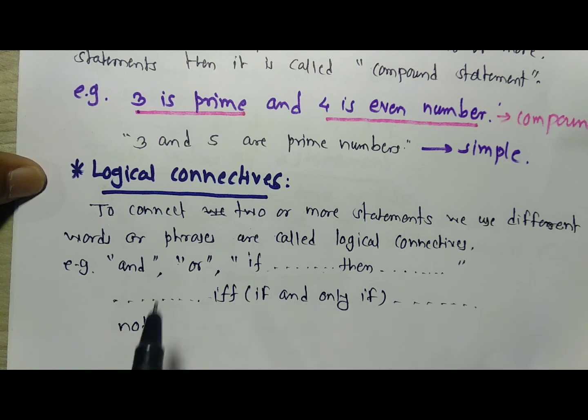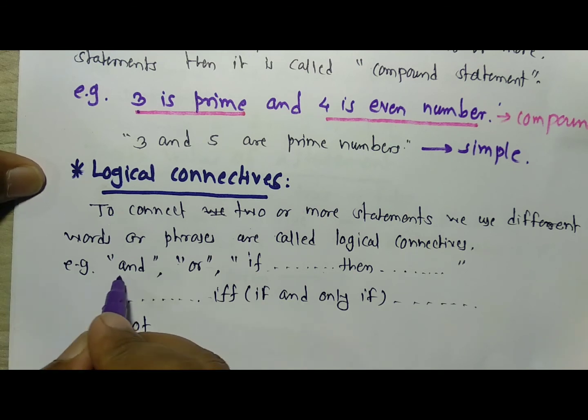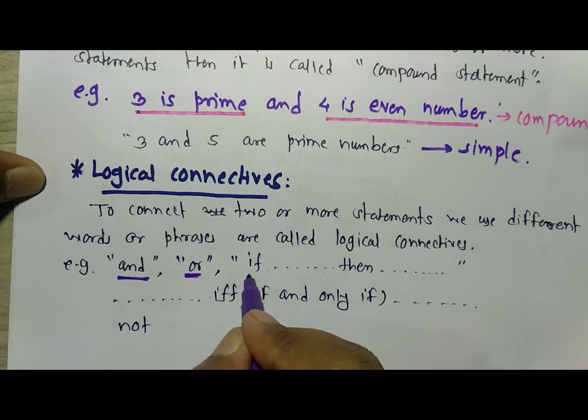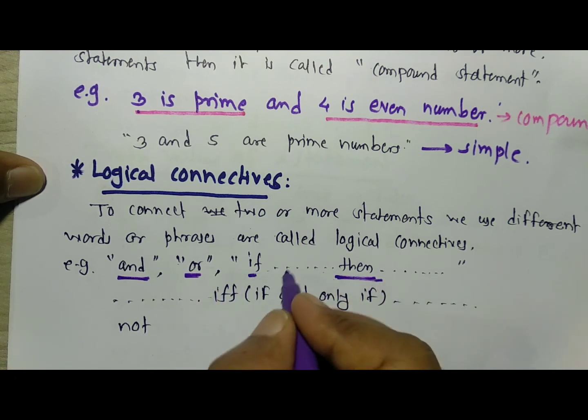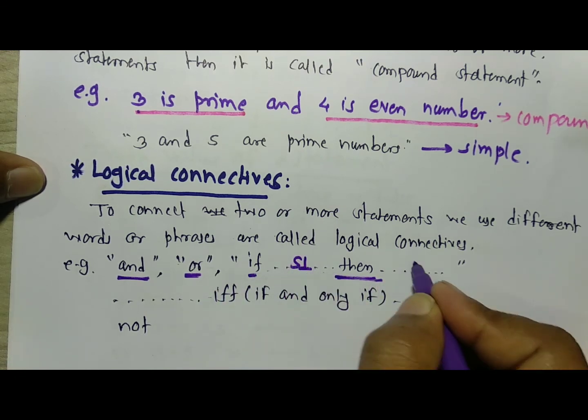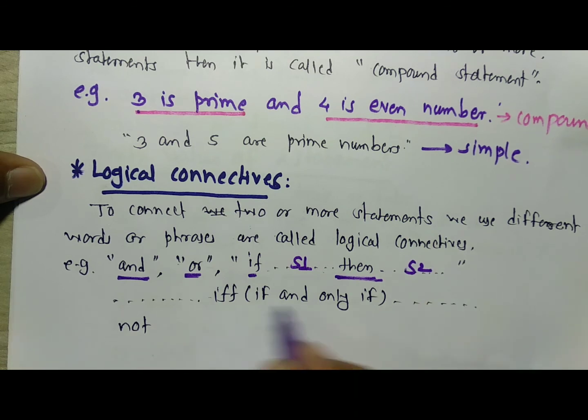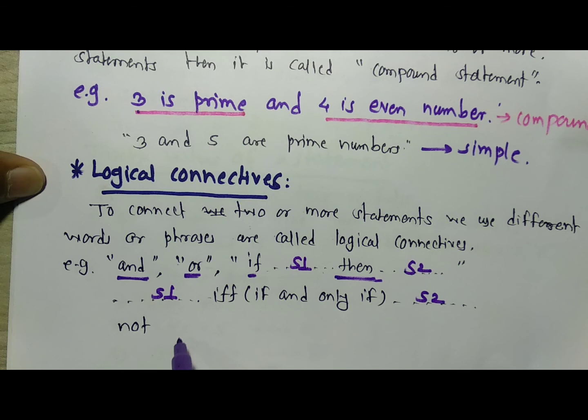Then this is the consideration of logical connectives like and, or, if-then, inside which statement 1 and statement 2 appear. If and only if, inside which statement 1 and statement 2 appear. Not, which is followed by a statement, gives the negation of that statement.